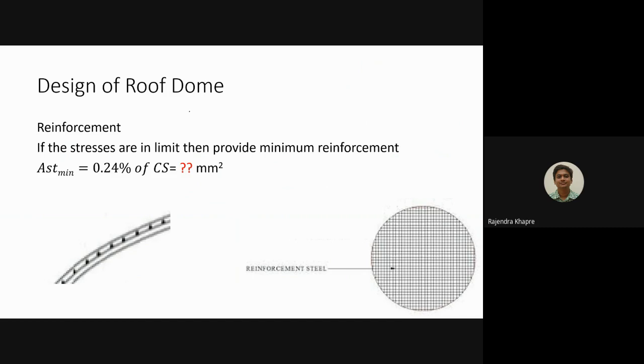So 0.24 divided by 100 multiplied by the cross section area, 100 mm multiplied by 1000 mm. So this gets cancelled, and as a result you will get Ast minimum as 240 millimeter square. Now just tell me what will be the spacing if I use 8 mm dia bars. Somebody?